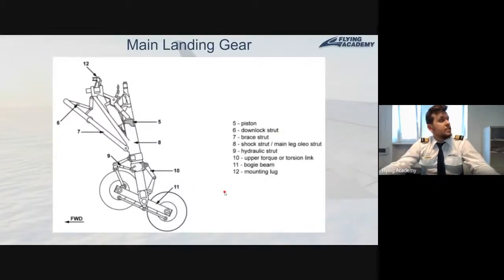This is technically the same landing gear, but in side view. What we actually have here is a lot of elements. Here we have some mounting elements where the landing gear connects to the wing or to the fuselage, not that important for us. Here we have our over-center mechanism, number 6, the downlock strut. This is technically the same element, just from another point of view.